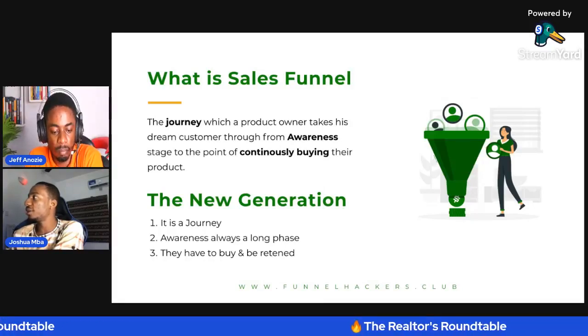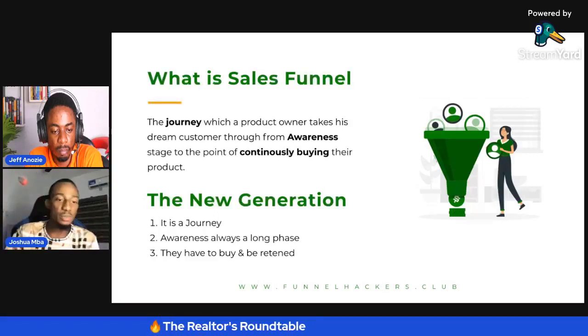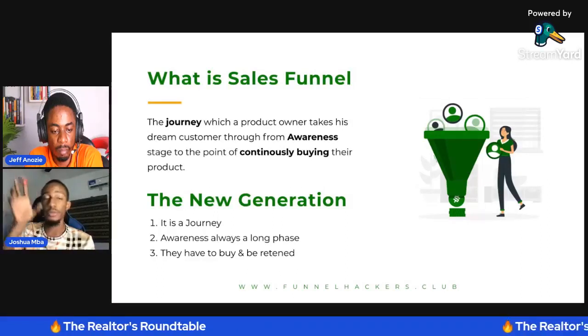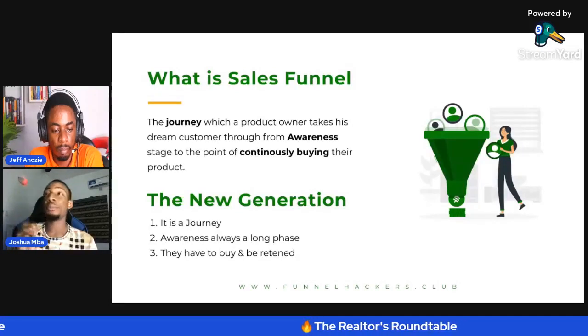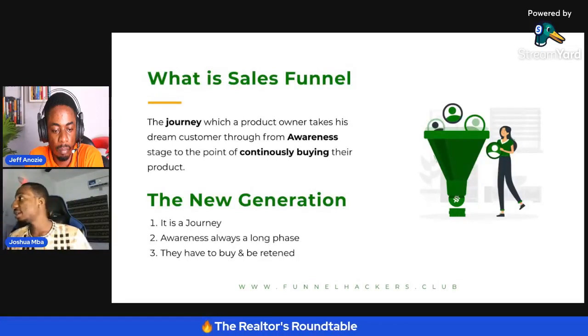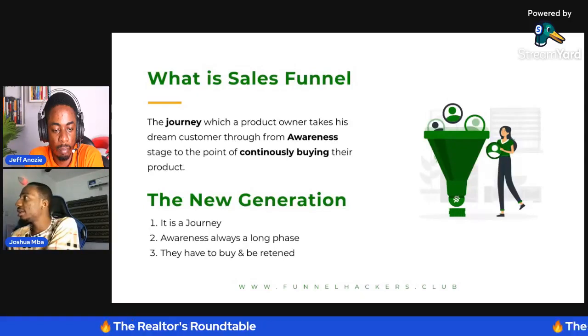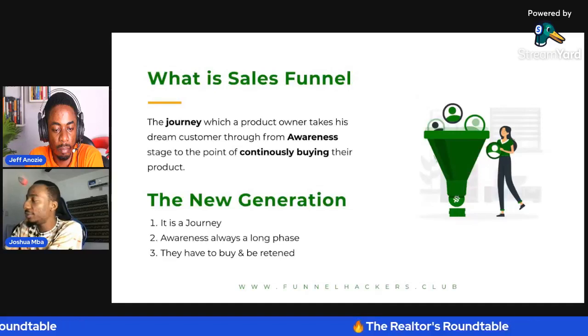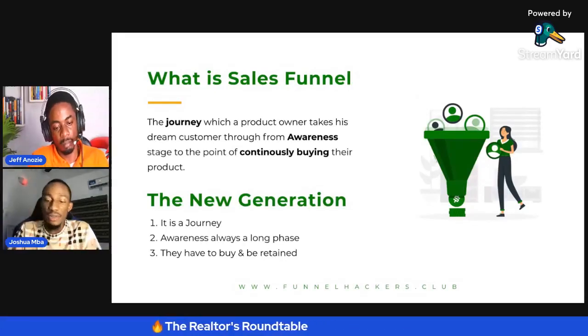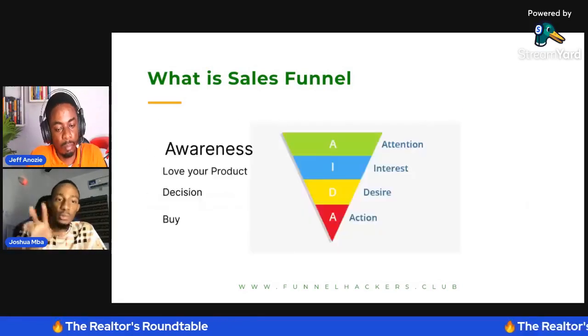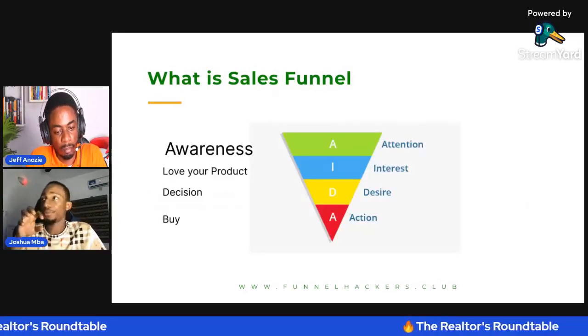I'm going to show you guys something very real quick. Yeah, it's basically the longest. I'll be showing you guys the real funnel design. And then the number three thing I want you to note now is that they have to buy and be retained. Sorry, I made a mistake in that. They have to buy and be retained, right? And that's what I'm going to explain more in this picture right now.